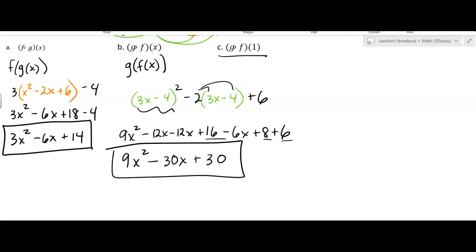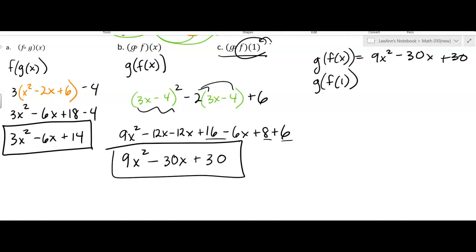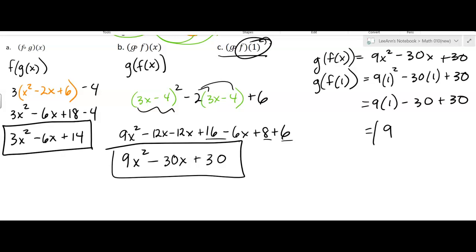And now they want us to use that function that we just found and evaluate it at 1. So g of f of x was 9x squared minus 30x plus 30. And now we're going to do g of f of 1. Notice that you do this part first. Okay, so here we're just putting the 1 in because we already did the composition. So I'm going to get 9 times 1 minus 30 plus 30, and that's just going to be 9.